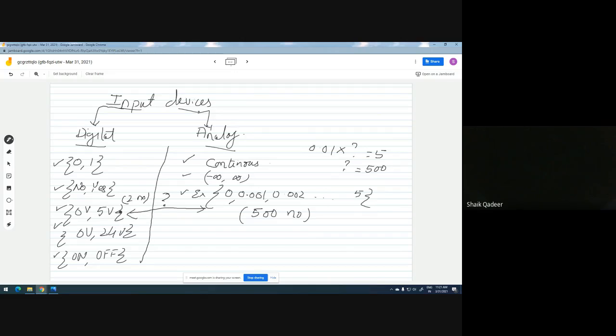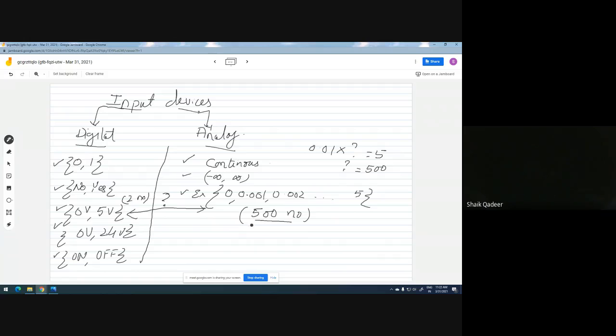If the number of representations are only two, usually it is called the binary number system or digital number system, or the data output coming from digital input devices. If the number of data generated by an input device is more than two, then it is called analog input devices.